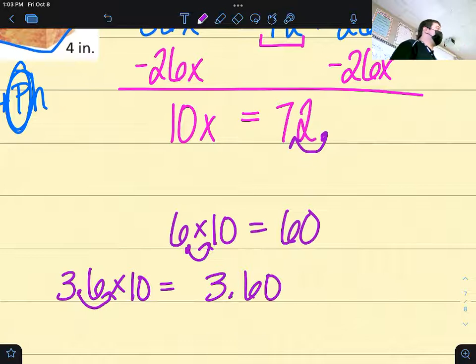Okay, so timesing by 10. What happens if I times by 100? How many times should I move the decimal point? Brady? Twice. Yep, twice. And if I divide by 100, twice the other way. That's right.